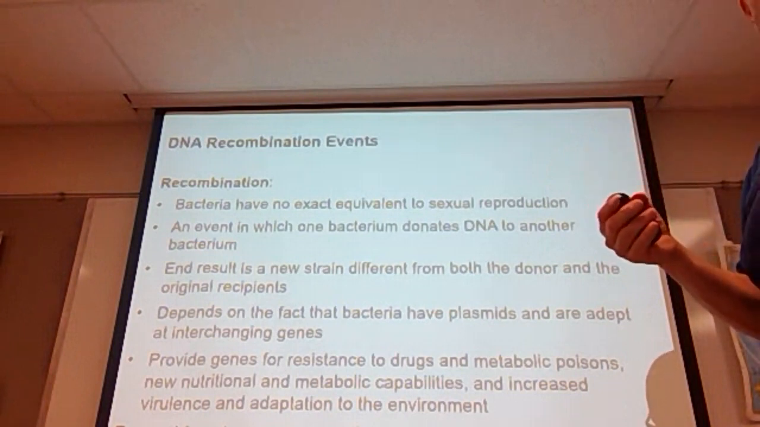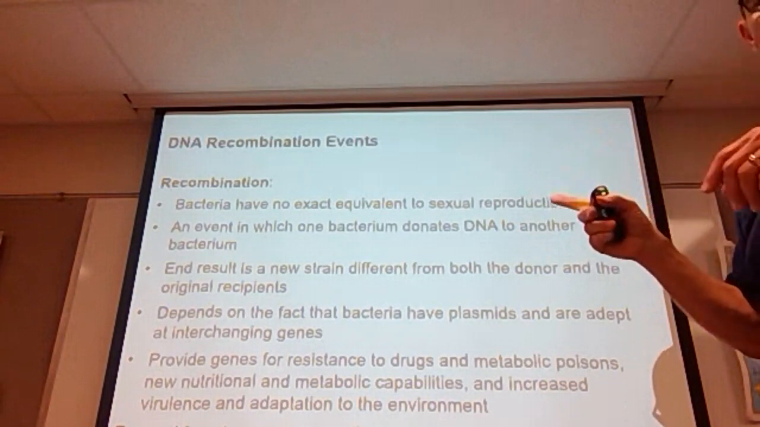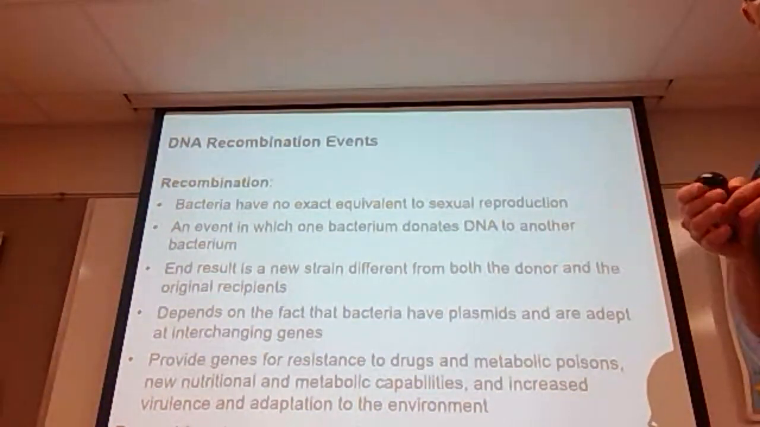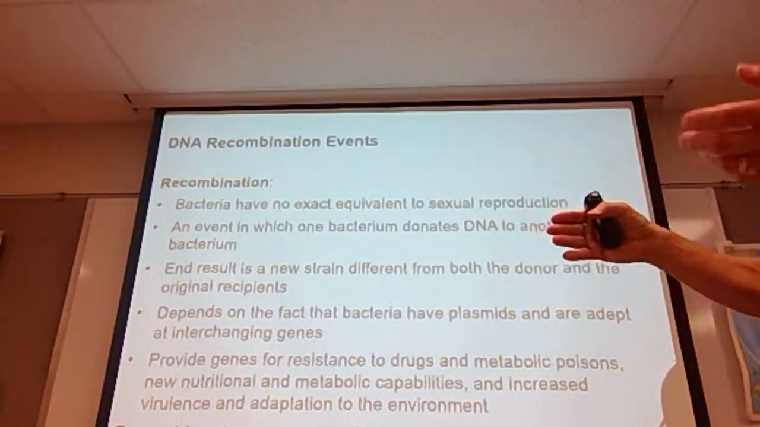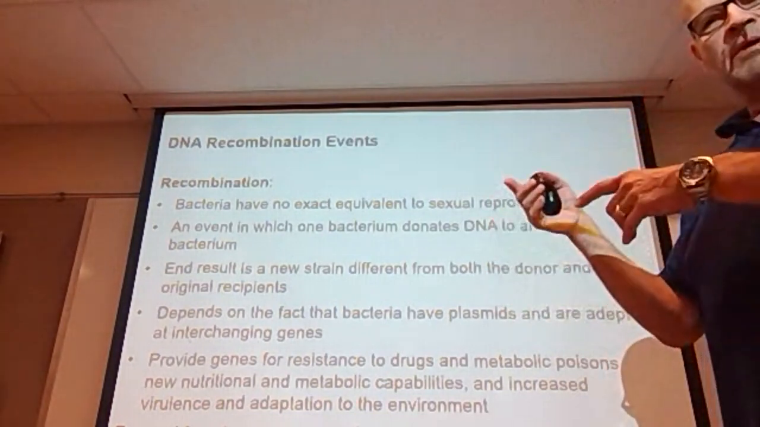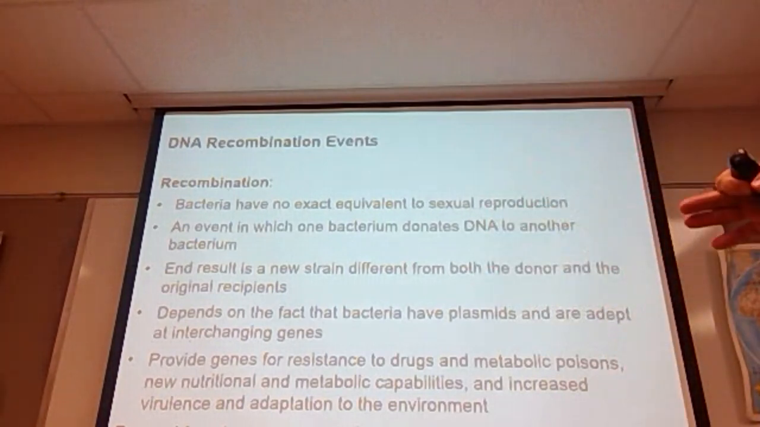The offspring of B and A will now be C and D, both different from A and B. The one that A produces will be different from A, but it's also different from B. And the one that B produces will be different from B, but it would also be different from A and C. Hopefully that made sense. But by doing that, we get a lot of recombination, we get a lot of variation in bacterial species. This depends on the fact that bacteria have plasmids and are very adept in interchanging genes.